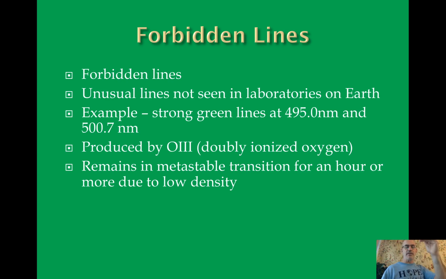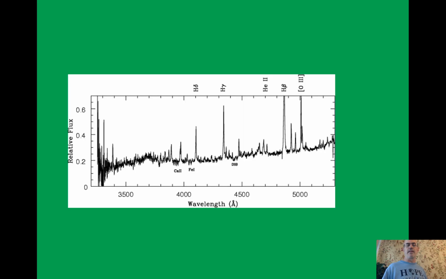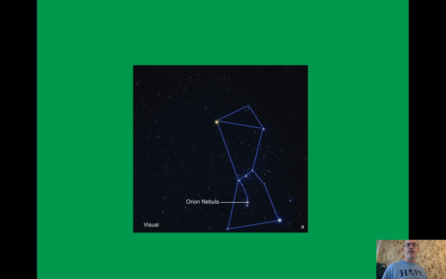What happens is that because there's such a low amount of disturbance in interstellar space, rather than the electrons dropping down immediately from one level to the next, they can actually stay in these metastable states for up to an hour, due to the very low density and no other collisions taking place. When they drop down to the next level, they'll emit these lines that we never see on Earth. If the density was not very low, they would get re-excited before they release these forbidden lines.